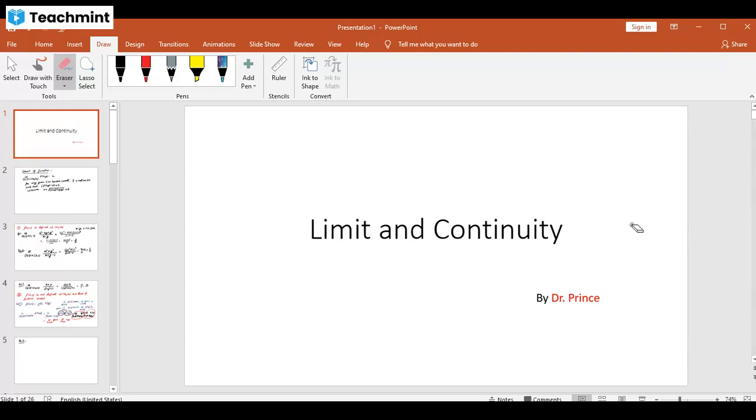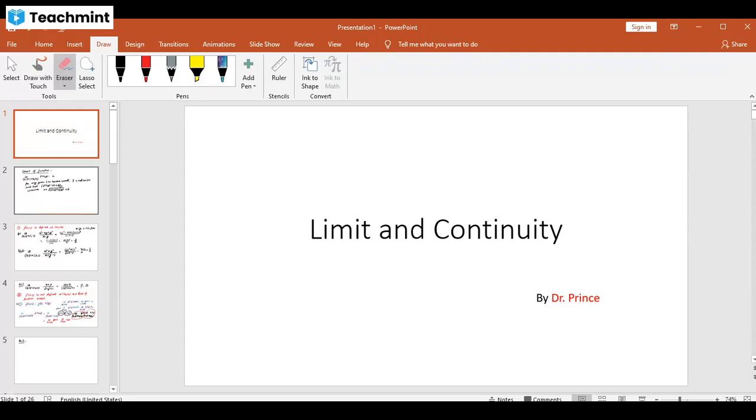Apart from this, we discussed how to calculate the distance between two points and how to establish the problem based on the limit of a function using the delta epsilon approach. So in this video, we'll discuss problems based on the concept of limit and continuity of the multivariable function.